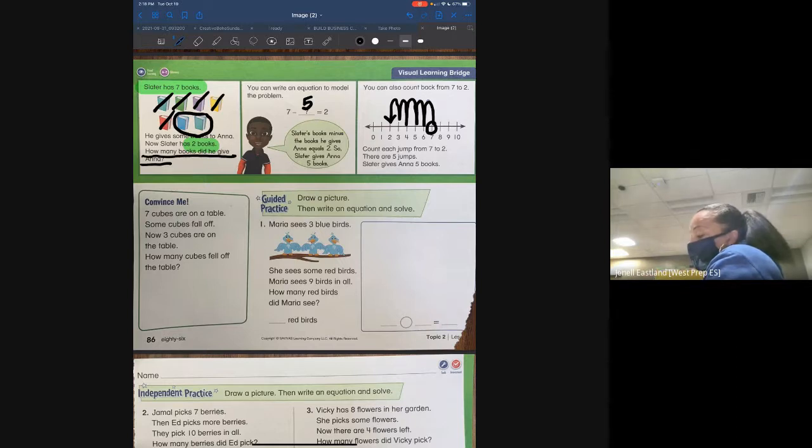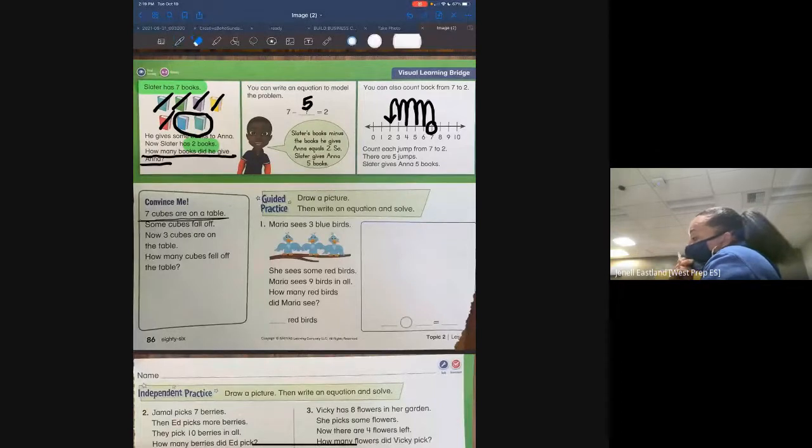7 cubes are on a table. Some cubes fall off. Now 3 cubes are on the table. How many cubes fell off? What do we know in this problem? Amelia. 7 cubes fell off. Nope. 7 cubes are where? On the table. So we know 7 cubes are on a table. And then some fell. We know that some fell. Do we know how many fell yet? No. What else do we know?